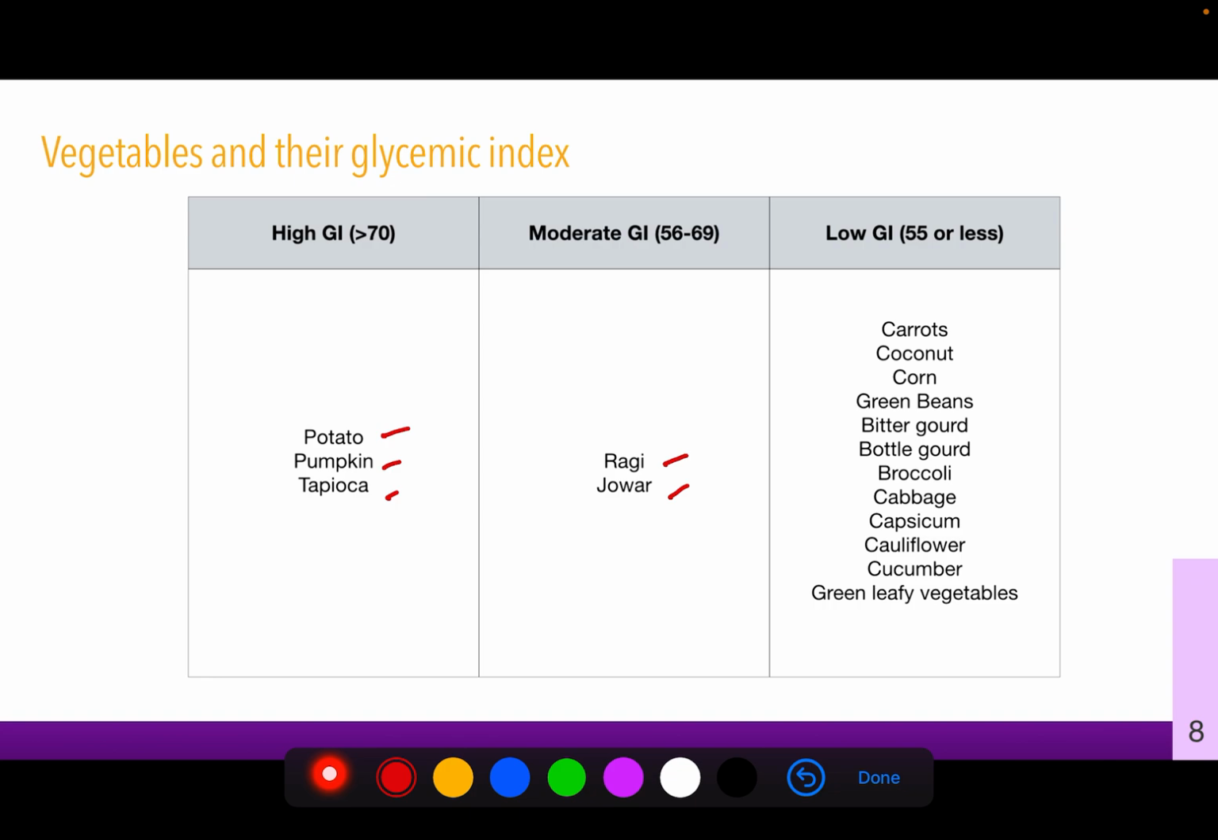Then they can have ragi, jowar with all these vegetables, like carrots, corn, green beans. These are really very good foods. They have a very low glycemic index, very good for the body. They have a good fiber content. It will also meet the demands of fiber, like per 1000 kilocalories.